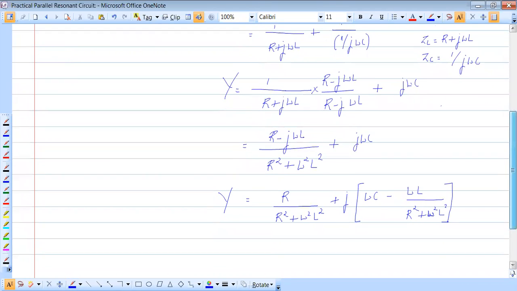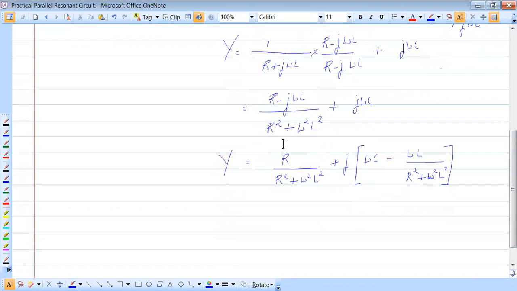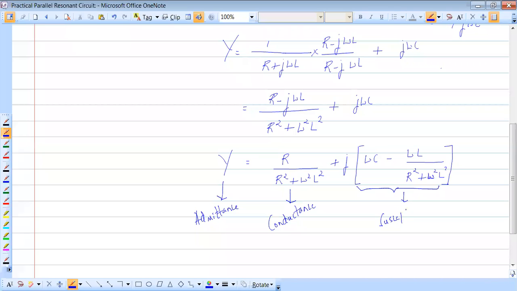Now, what is this part of the admittance? Anybody? What is this part of the admittance called? I'm just revisiting the terms. Yes, this term of the admittance is conductance. And what is this j term of the admittance? It is susceptance. Exactly.